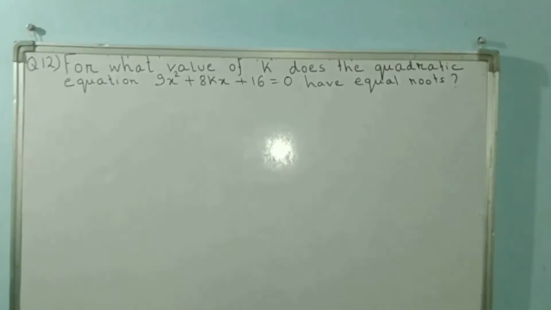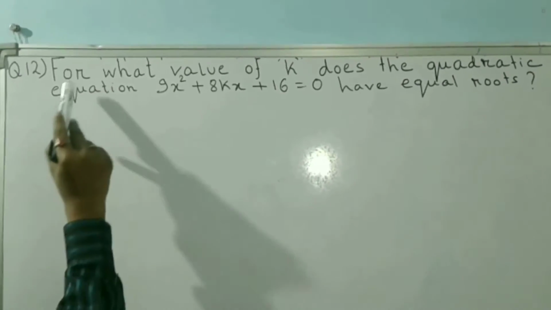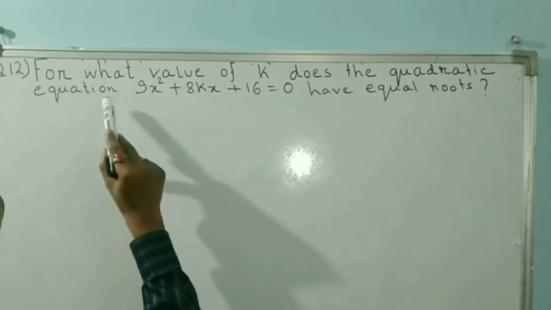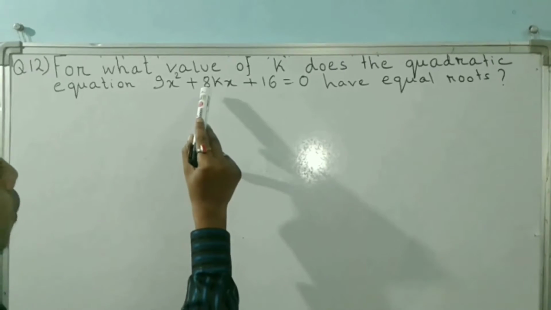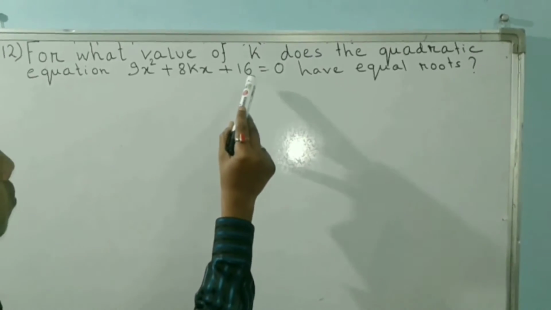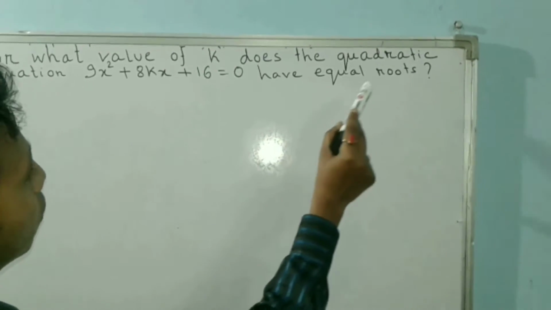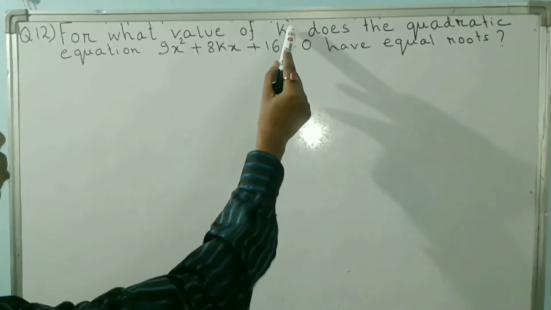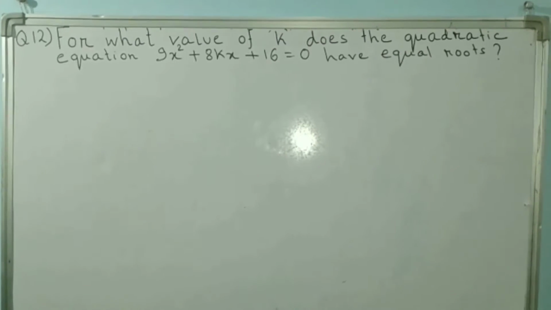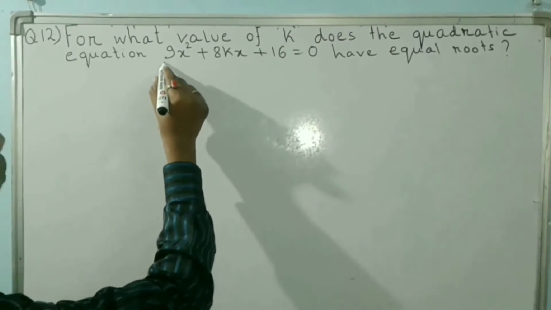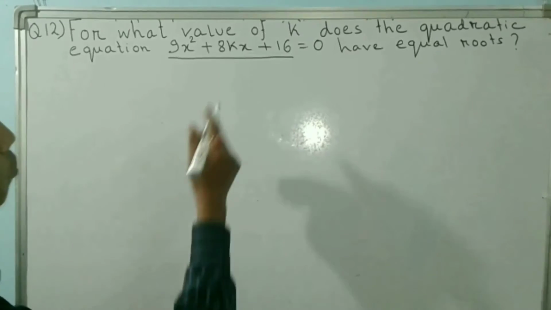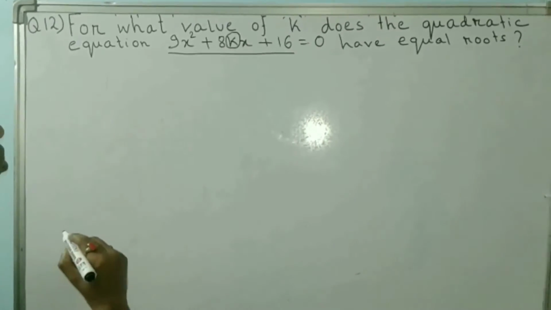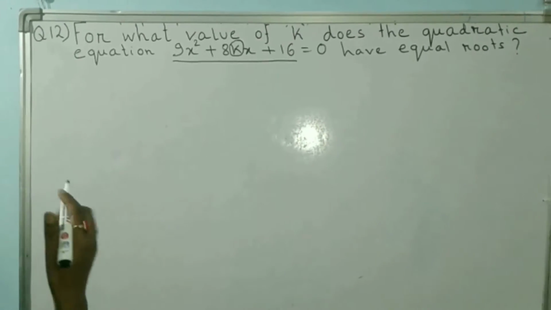So what is the question here? For what value of k does the quadratic equation 9x square plus 8kx plus 16 equals to 0 have equal roots? So what is said in the question is that we have to find the value of k from this given quadratic equation. So how to find the value of k? Let's start.